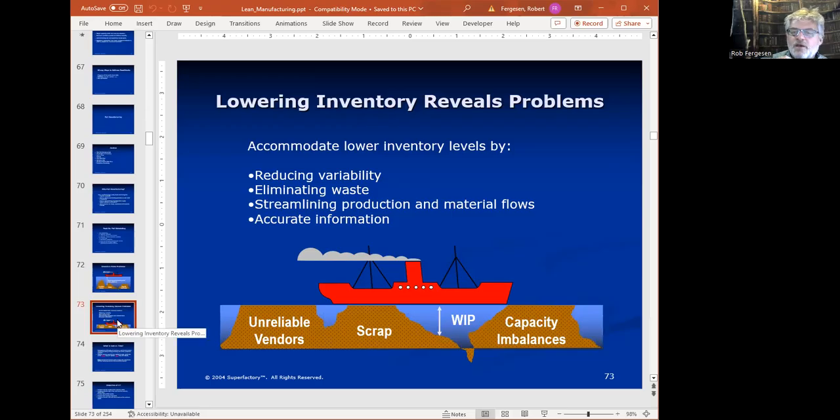Then they've got this whole thing in here. Excess inventory hides the fact that you've got a bad manufacturing process. If you reduce your inventory, your WIP, then you start to see where you've got problems very, very clearly.